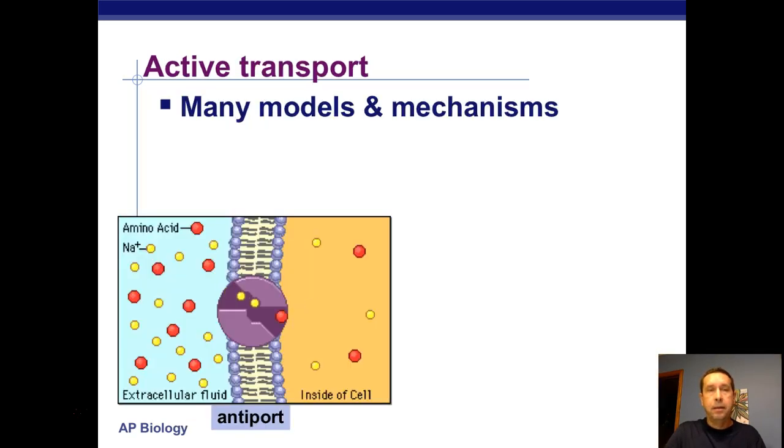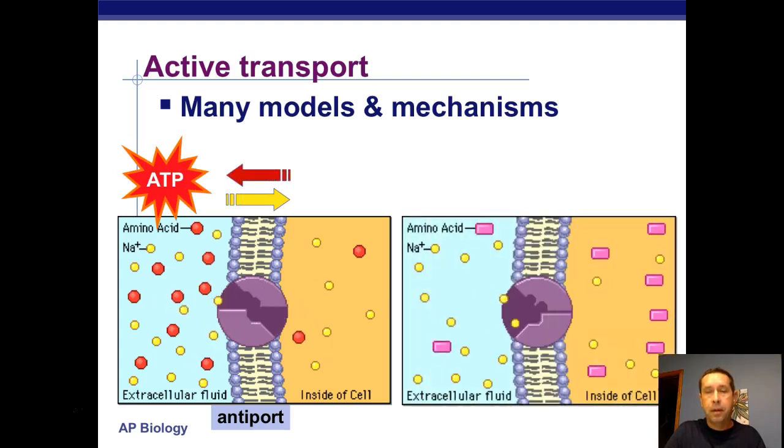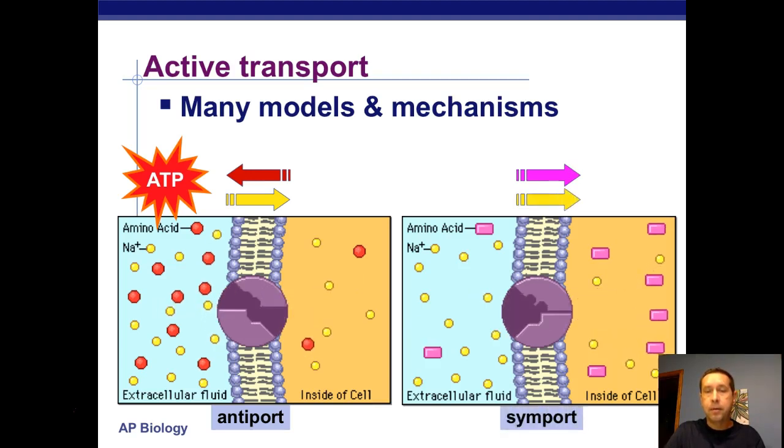All right. There are many models or many mechanisms in which active transport works. In the example here, we have an antiport protein where it moves two different molecules in opposite directions. But again, in both cases, they're going from low concentration to high concentration. ATP is involved. In the second example, we have a symporter, where they're both going the same direction. So this is symport.